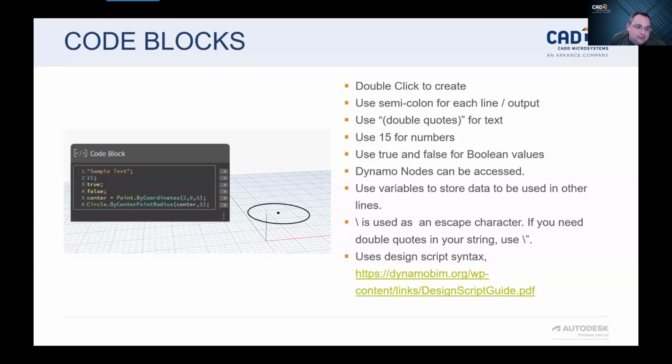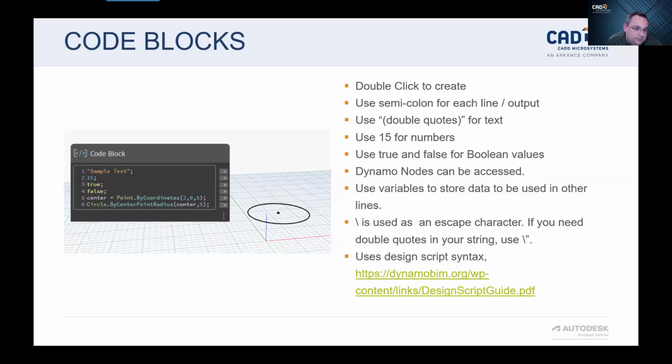And then if you need a double quote in text, you need to use the backslash character. That's what's called an escape character. Also, if you need a backslash, like you're putting a file name in, you need to put 2 backslashes because the first one tells the system that it needs to pay attention to the next character.